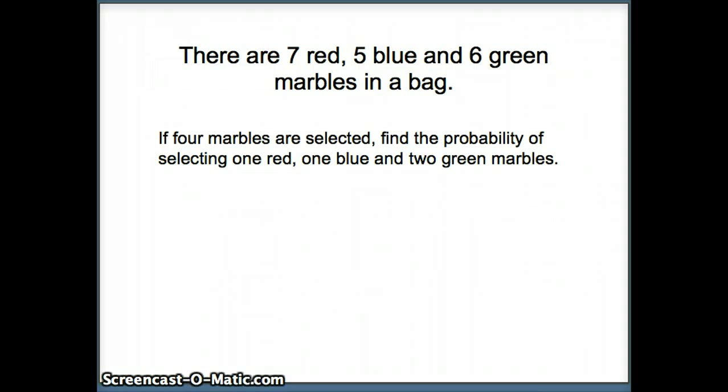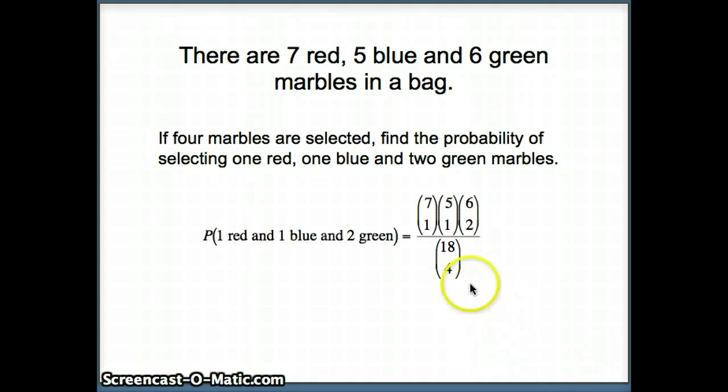Okay, our next question we have again, 7 red, 5 blue, and 6 green marbles in a bag. If 4 marbles are selected, what's the probability of getting 1 red, 1 blue, and 2 green? Well, we have 7 red marbles, we want 1. 5 blue marbles, we want 1. 6 green marbles, we want 2. And 18 marbles total, we want 4. Again, notice 7 plus 5 plus 6 is 18. 1 plus 1 plus 2 is 4. So let's go take a look at Excel and see if we can find these numbers.